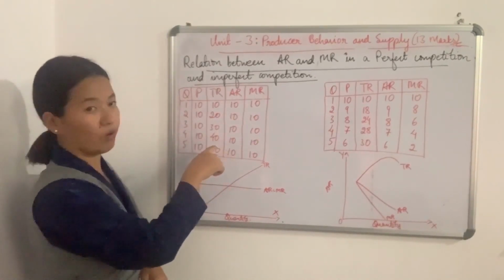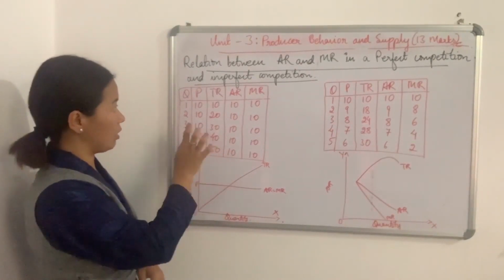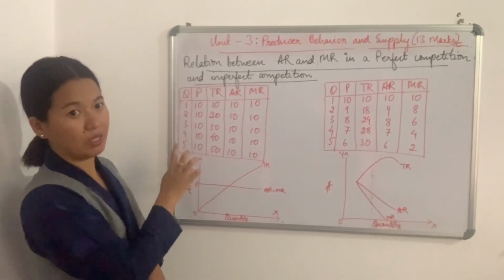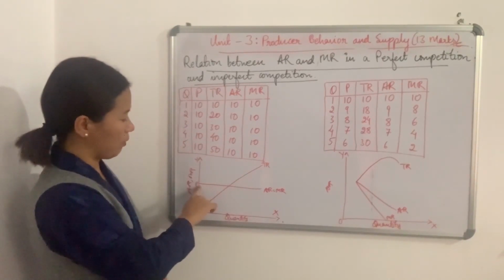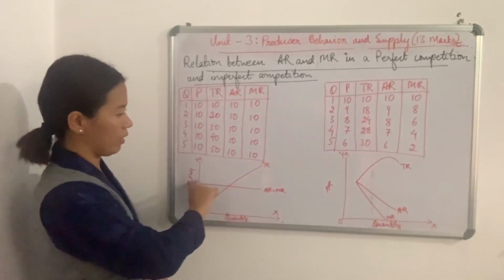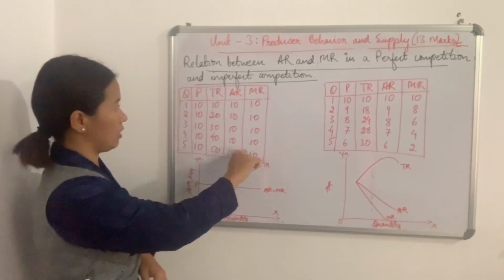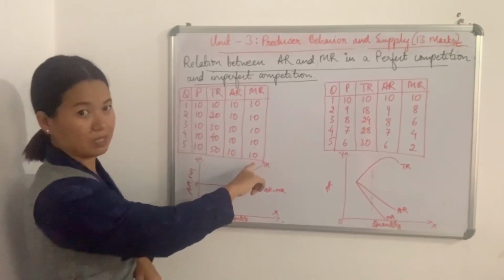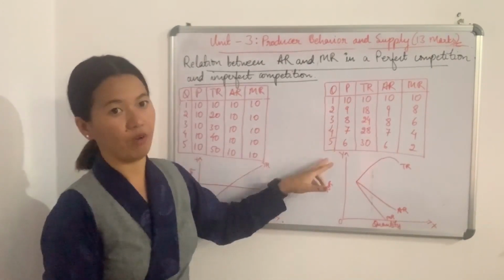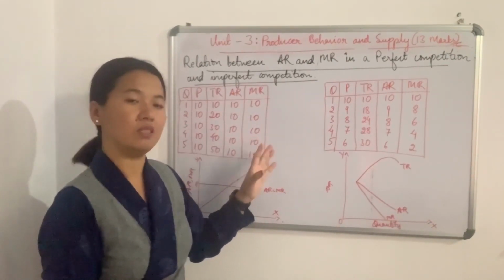So this is the schedule for a perfect competition market, and the graphical representation is that when price, average revenue and marginal revenue are all similar, you get a line parallel and horizontal to the x-axis. So this is the AR and MR curve under a perfect competition market, and your total revenue is increasing, from 10 to 50, it is rising. And in the imperfect competition market, the prices are falling, because in this kind of market the products sold are different, that is, these are substitute goods.